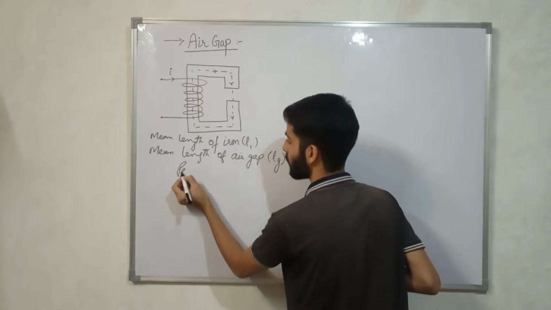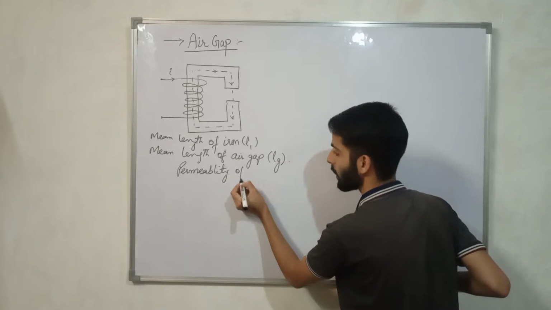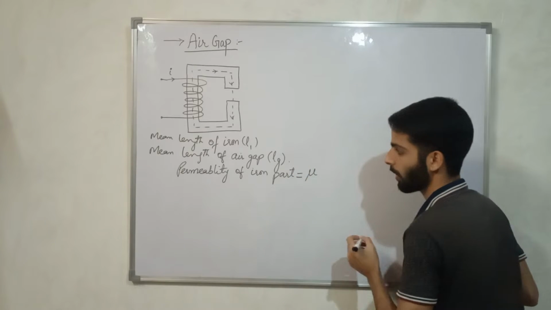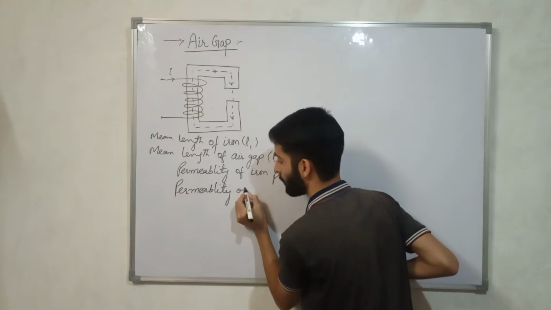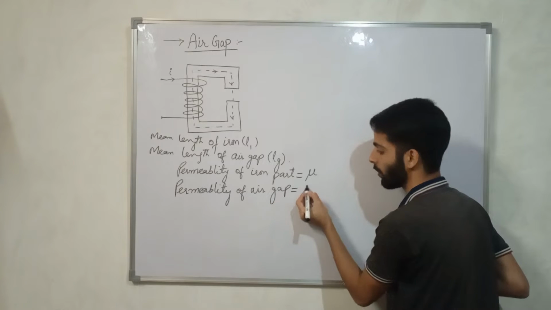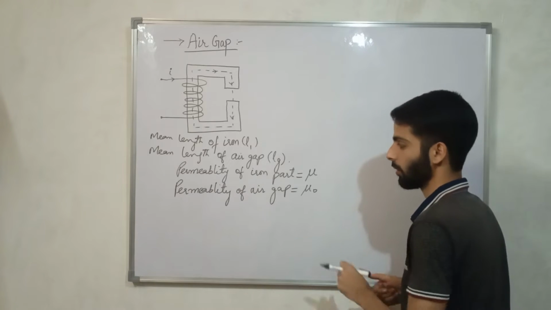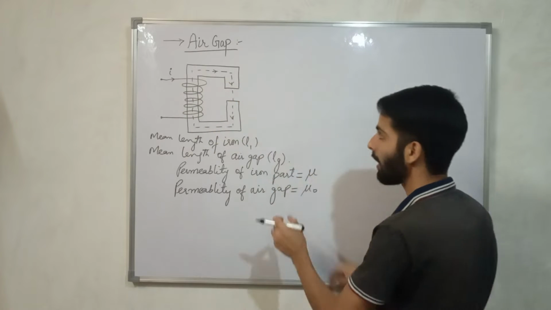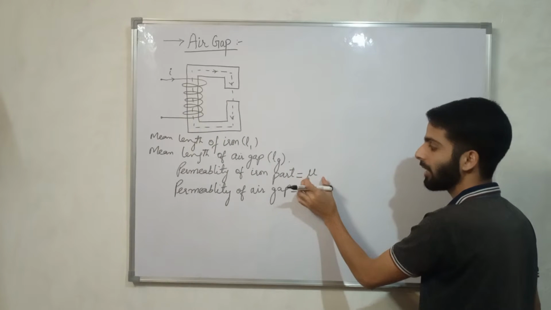Permeability of iron part is equal to mu. Permeability of air gap is equal to mu naught, that is fixed, 4 pi into 10 power minus 7 Henry per meter. Permeability of the iron part is an intrinsic property of this iron. It is an inherent property of this solid object, this iron core, that it has some fixed permeability mu.